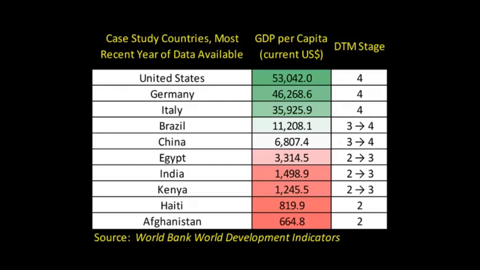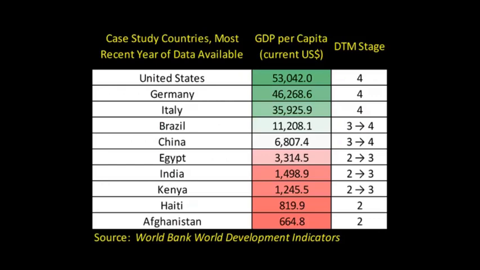Now what I've also done is add the DTM stage, the Demographic Transition Model stage, that we identified for these countries all the way back in a previous chapter. I just carry that same number over here. And what do you know? A clear pattern is observed. Countries with higher GDP per capita have more correlation with being a stage 4 country. Countries there in the middle, Brazil, China, Egypt, India, are those transitioning countries. They're definitely stage 3.